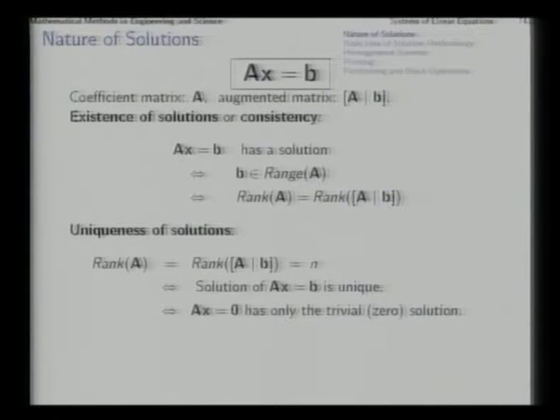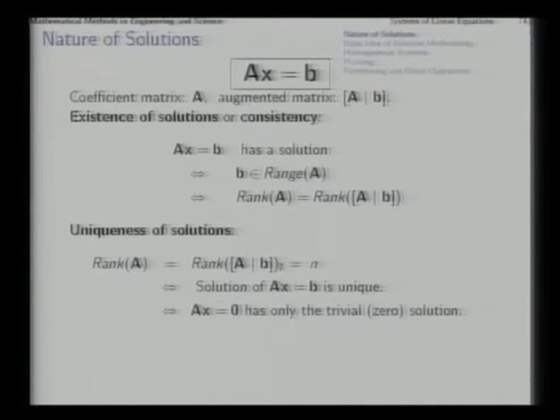For that, the important result is that when these two ranks are the same and also equal to the number of columns of the matrix A, that is, the number of variables, then that will imply, and will be implied by, the statement that the solution of Ax = b is unique, which is again equivalent to saying that the corresponding homogeneous system Ax = 0 has only the trivial or zero solution.